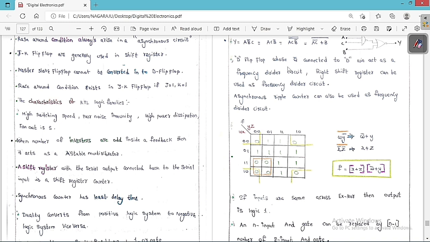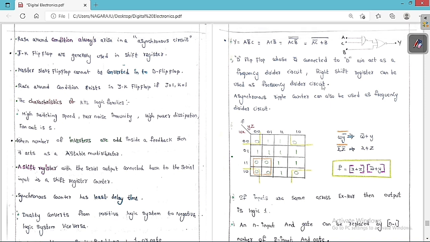D flip flop whose Q bar connected to D will act as a frequency divider circuit. Right shift register can be used as a frequency divider circuit. I have already told you, D flip flop whose Q bar connected to D will act like a frequency divider circuit. See, whenever you take the Q bar as output and connect it as feedback to D, it is going to act like a Johnson ring counter. I have already told you this one.